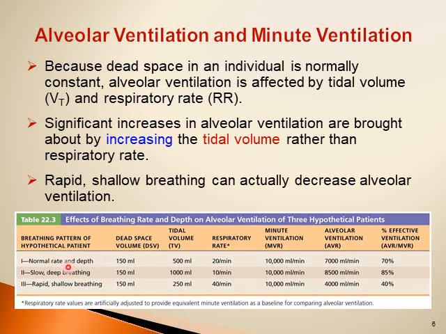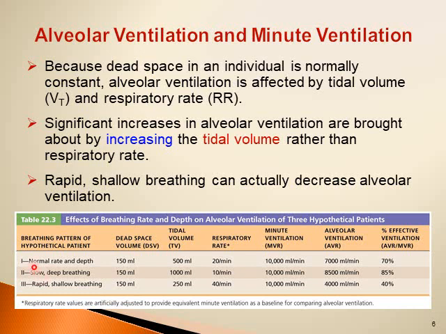Here, we have normal rate and depth of breathing or ventilation. The dead space volume is 150 ml, the tidal volume is 500 ml, and let's take this example where the respiratory rate is 20 breaths per minute, doing some mild exercise. The minute ventilation is 10,000 ml per minute, but if we calculate the alveolar ventilation by multiplying 350 by 20, it will be 7,000 ml per minute.